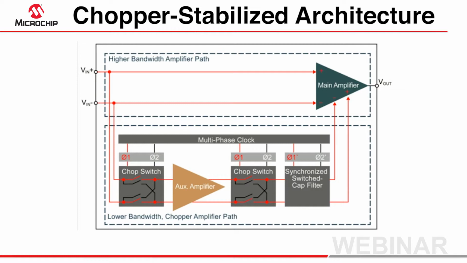The input signal is also routed through the auxiliary path, which has chopper switches at both the inputs and the outputs, followed by a filter stage before being added back to the main amplifier path. Similar to the null amplifier discussed in the auto zero architecture, the auxiliary amplifier has extremely high gain, enabling it to correct offsets from millivolts all the way down to microvolts.